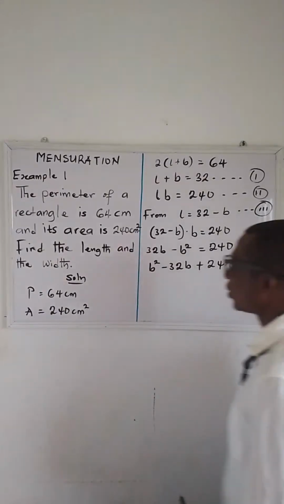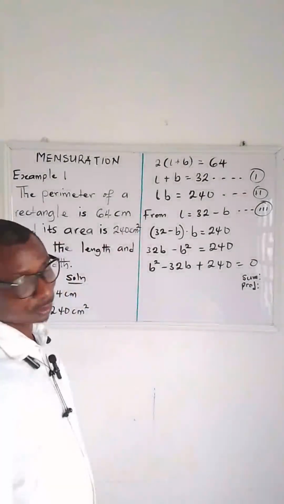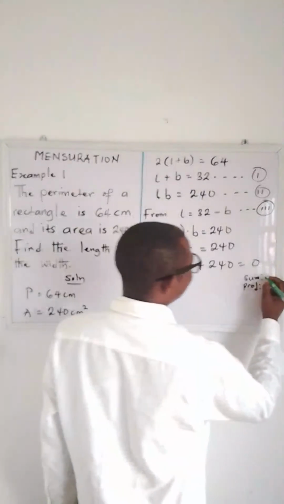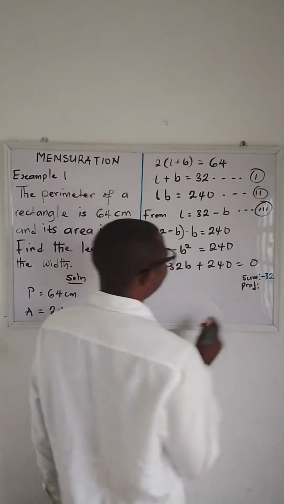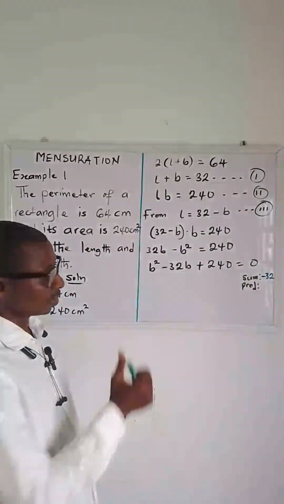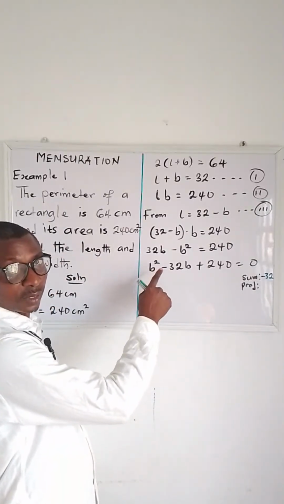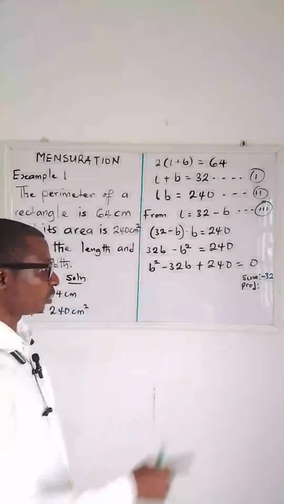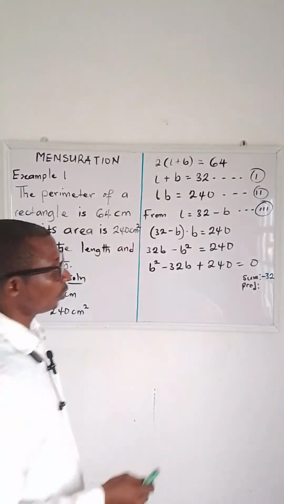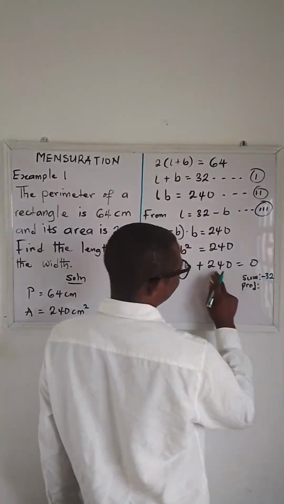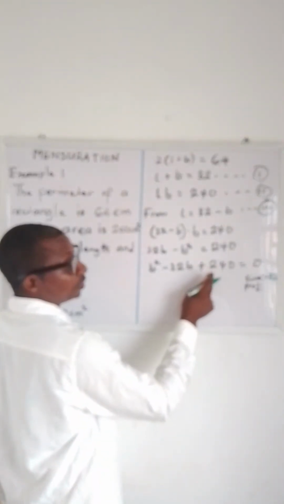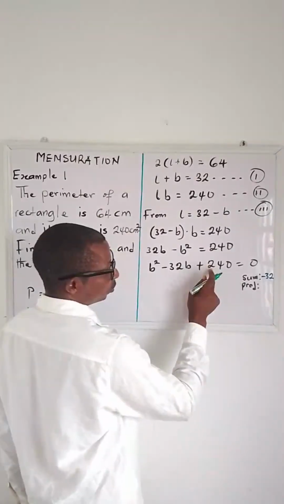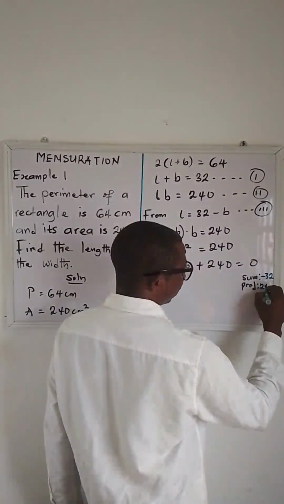Now the sum and product. Don't forget the sum is the coefficient of B. So the coefficient of B is negative 32 and not 32. You have to take note of the sign. You can see this is not just 32, it's negative 32. So the sum is negative 32, while the product is 240. This is the number independent of B times the coefficient of B squared, and that's 1. So 1 times 240, that's 240.